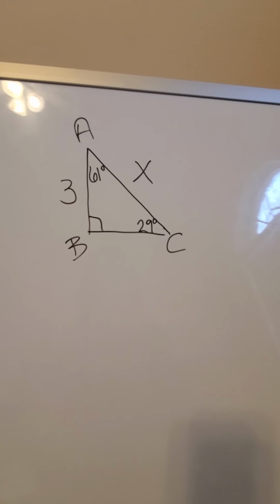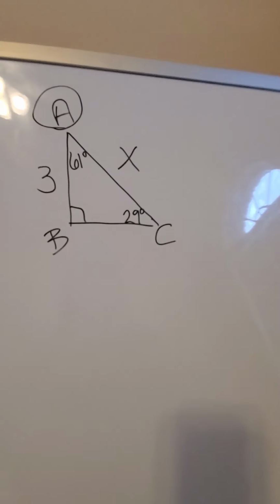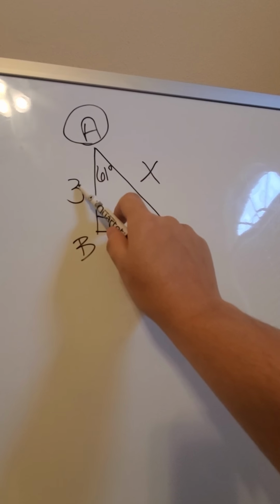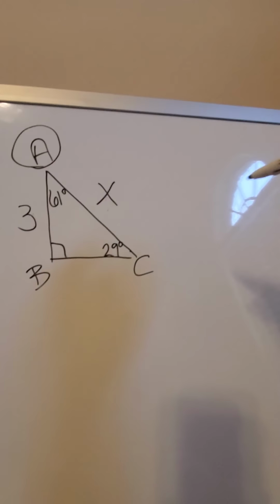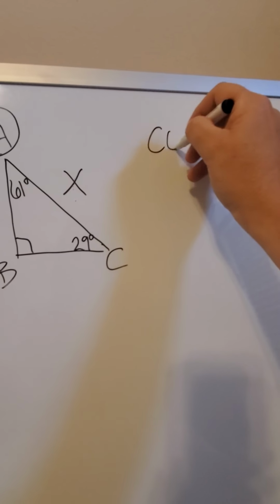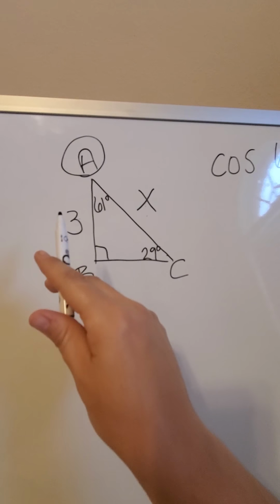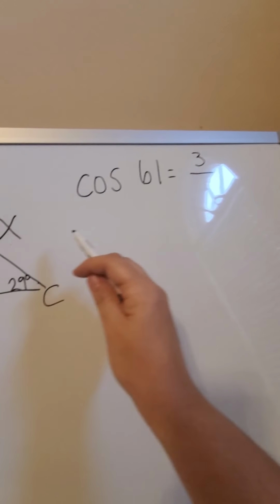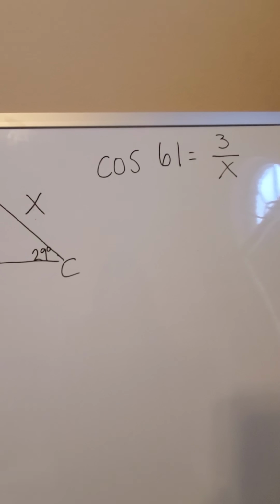If I look at this, I have options. If I go from angle A, I have the hypotenuse that I'm looking for, and I have the side adjacent to A. Adjacent over hypotenuse, recall from the previous video, was cosine. So I could say cosine of 61 equals adjacent, which is 3, over hypotenuse, which in this case is my x. That's what I'm looking for. So that's one option.